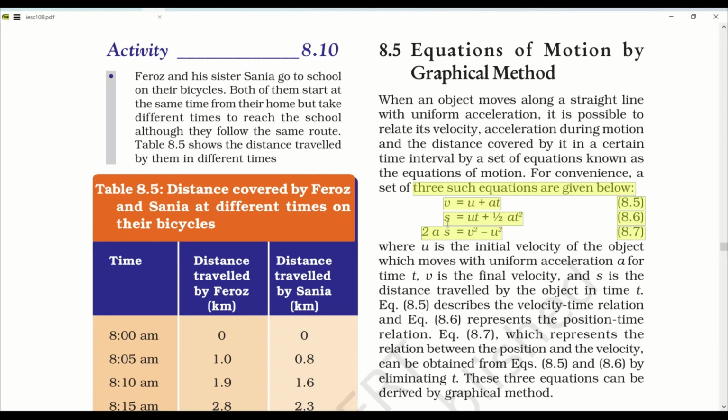Then you have displacement or distance. S is equal to displacement or distance, and that is equal to ut plus half at square. Also 2as, twice acceleration into displacement, is equal to v square minus u square, the square of final velocity minus the square of initial velocity.